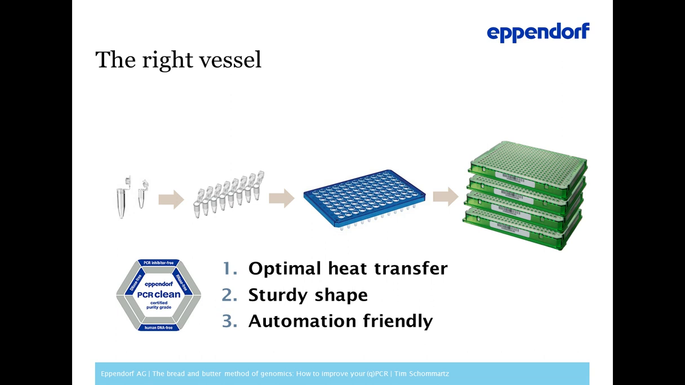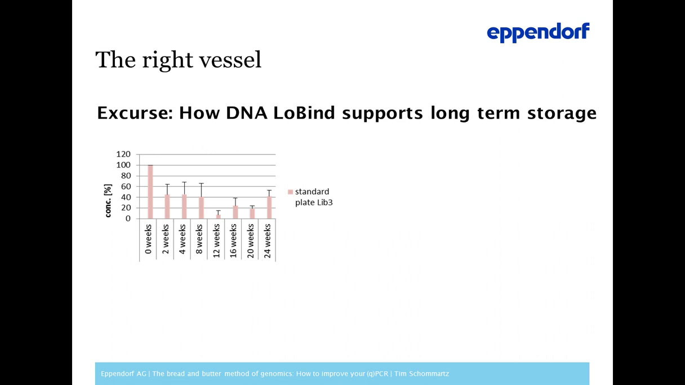is very sturdy. Another advantage of a very sturdy shape is that this is automation friendly, and that means if something is grabbed by a robotic arm, you don't want this arm to crush the plate. So if you have a very sturdy plate, those things are better suited for automation. And of course, you want your plates to have a certain purity grade so that your sample does not get contaminated. Okay, so again, a little excursus.